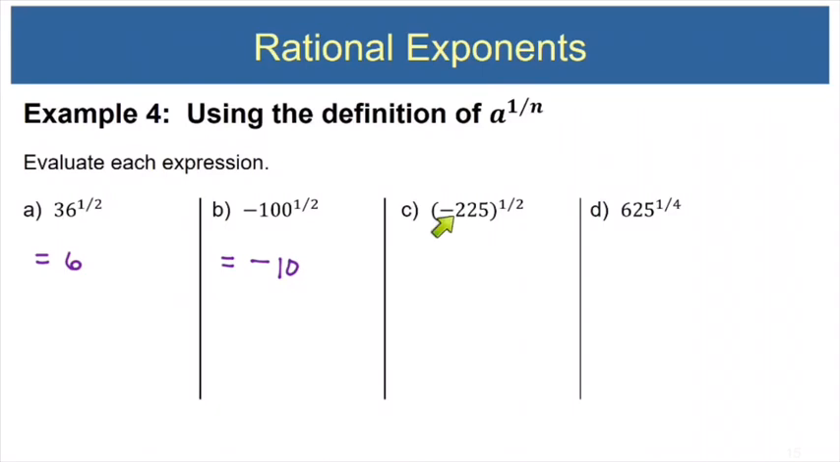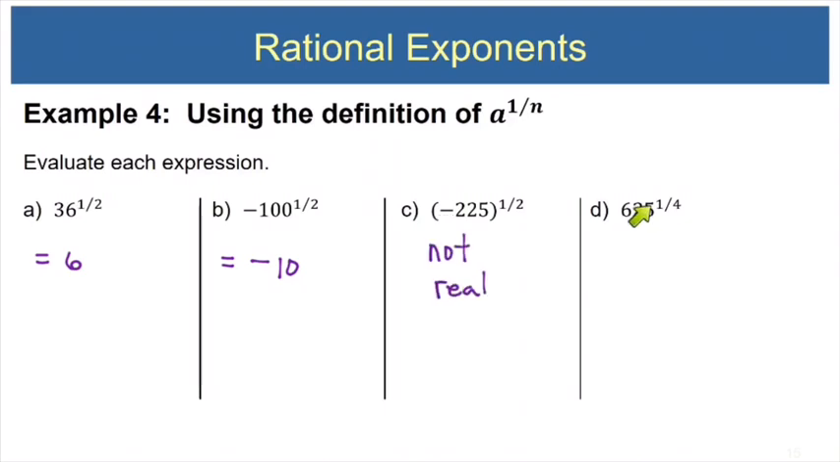In part C, we have in parentheses negative 225 to the 1/2 power. So in this case, we're looking for a number whose second power is negative 225. Because of the parentheses, the exponent is affecting the negative. The problem is any number that's squared is going to be positive, so there are no real numbers whose second power is negative 225, and so this result would be not real.